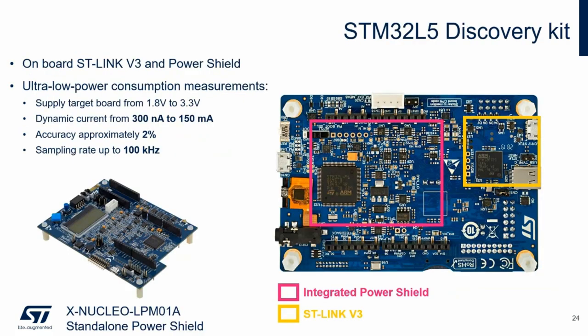You might be already aware of standalone power shield, which is an SG board that works as a power supply that also measures the current consumption dynamically. Now the power shield was integrated on the STM32L5 discovery, so we do not need any external components. The supply voltage can range from 1.8 to 3.3 volts. The measurement has a huge dynamic range from 300 nanoamps up to 150 milliamps, and it measures with sampling rate of 100 kilohertz.